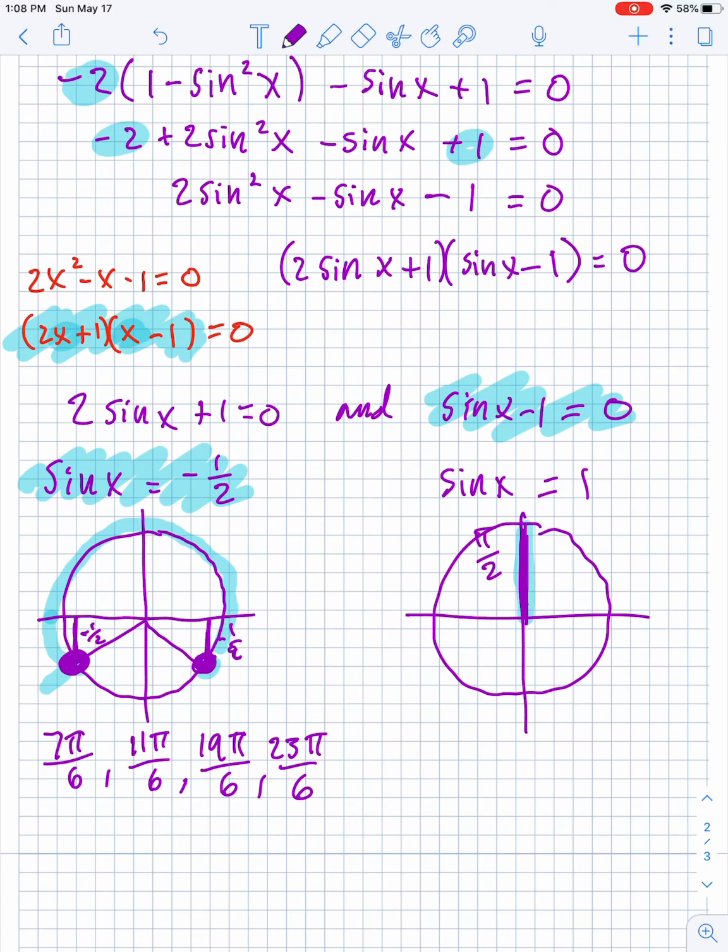So adding on a pi over 2, there's one answer. Adding on a full 2 pi to that, 2 pi in terms of pi over 2s is 4 pi over 2. So I think this would be 5 pi over 2.